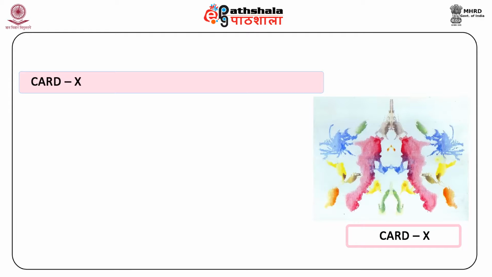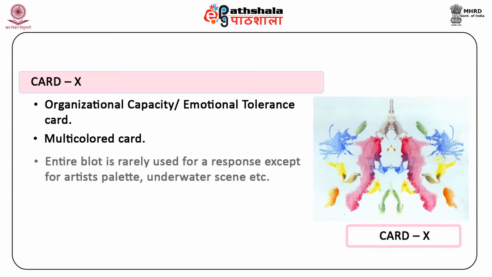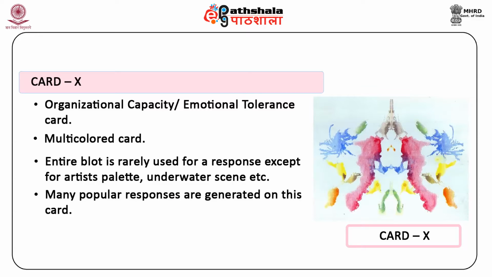Card 10. Organizational capacity or emotional tolerance card. Multicolored card. The entire blot is rarely used for a response except for artist's palette, underwater scene, etc. Many popular responses are generated on this card. Animal responses are majorly seen.